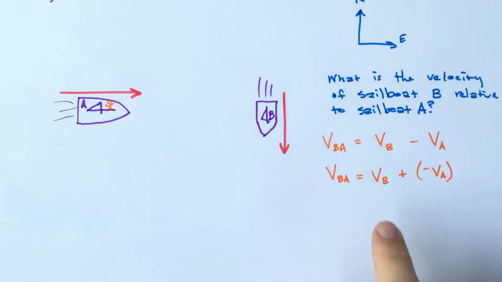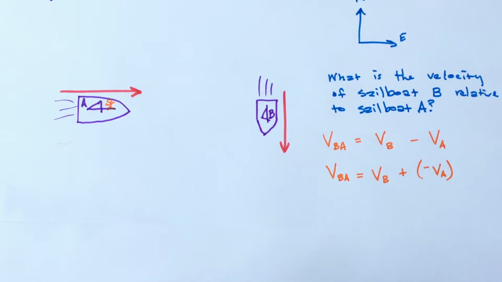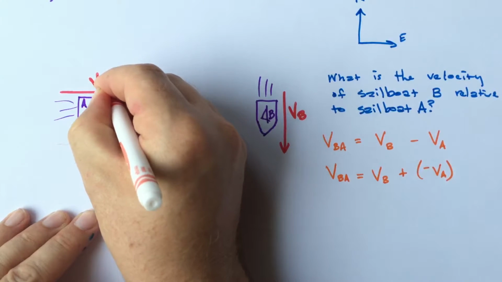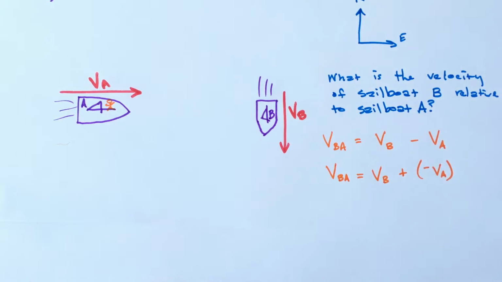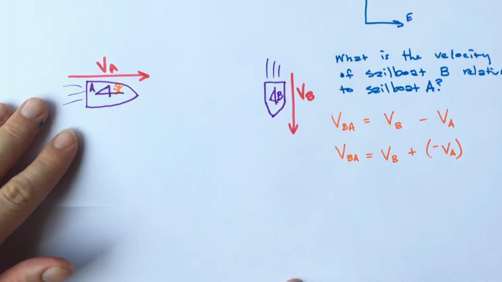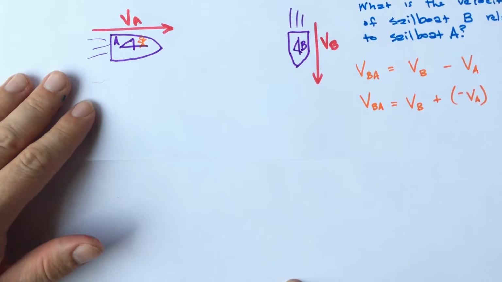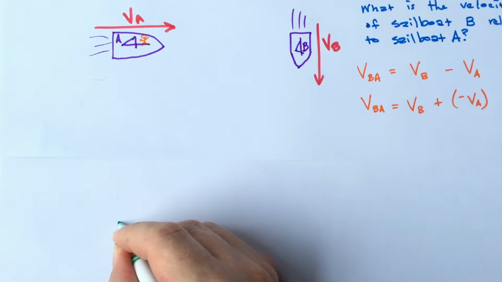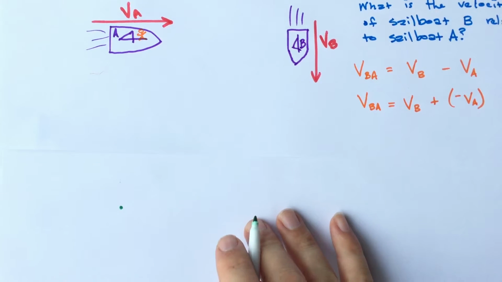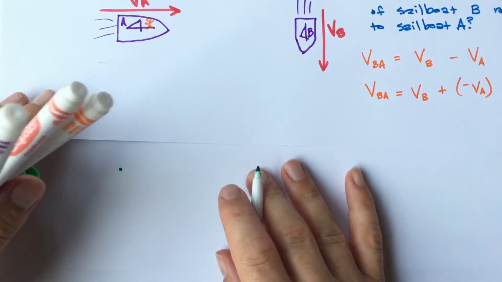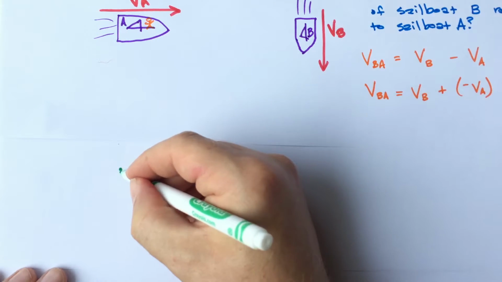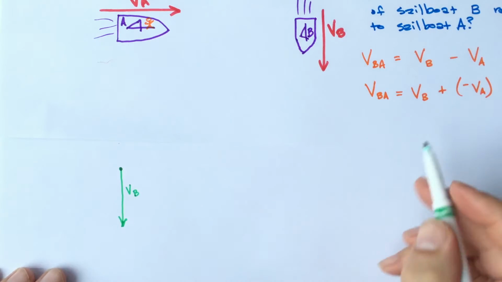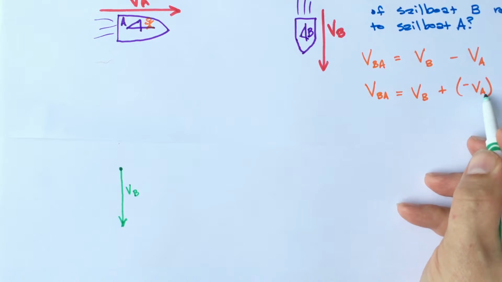So what would that look like? What does it look like to say velocity B, that's this guy here, plus a negative VA? Well, in order to add vectors, we're going to draw out an origin, and from our origin, velocity B, VB, looks like this. So we have VB here plus a negative VA.